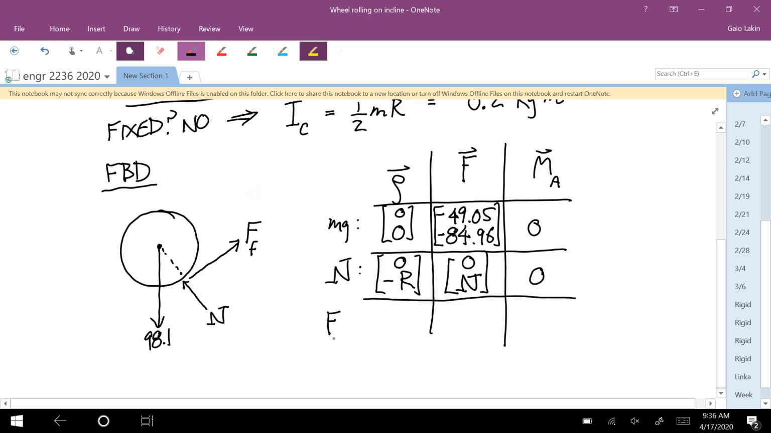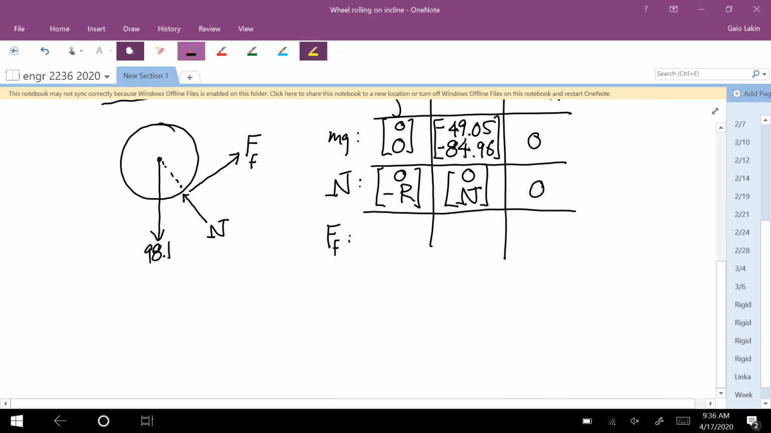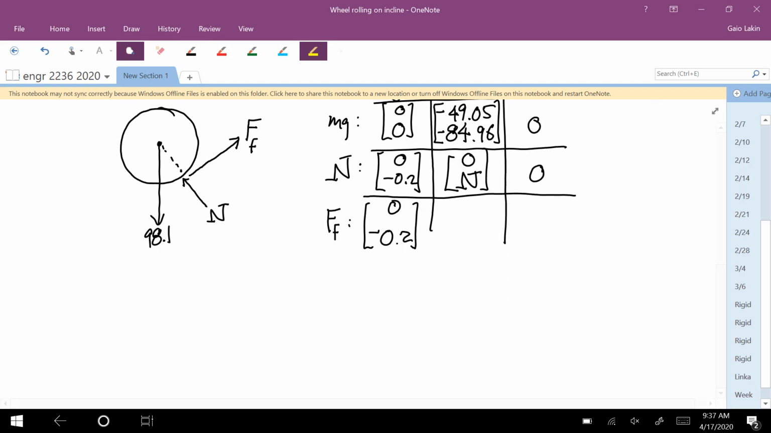And then the last one is the friction force. That's also at the location 0, negative r. R is 0.2, so this is 0, negative 0.2. The force vector, that's acting in the positive x direction. So that's FF, 0, and the cross product is positive 0.2 FF.